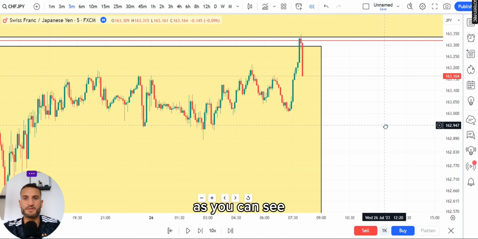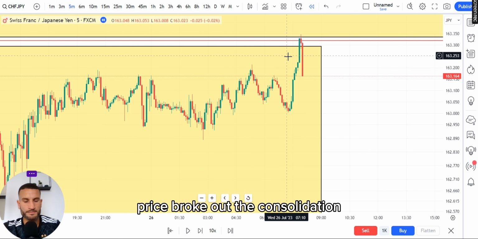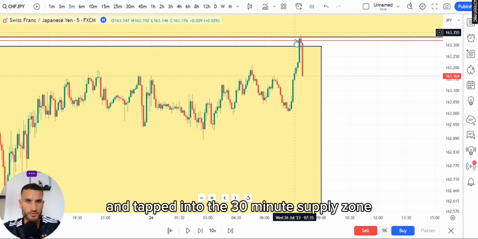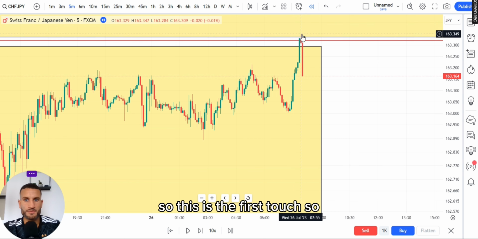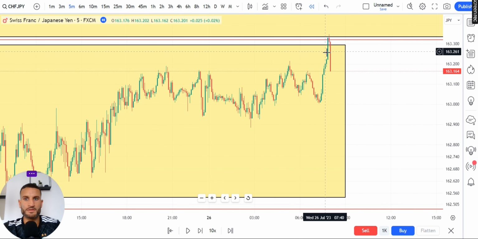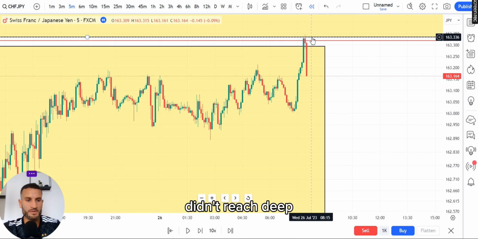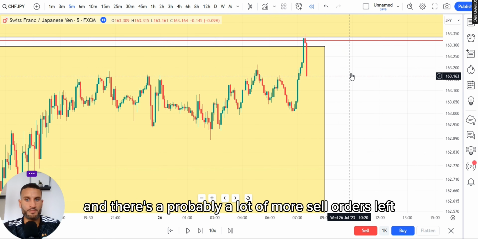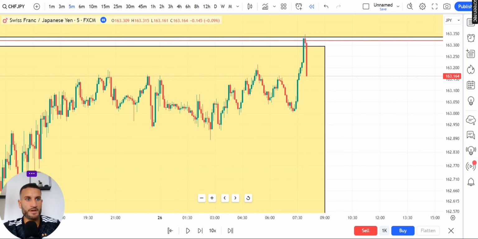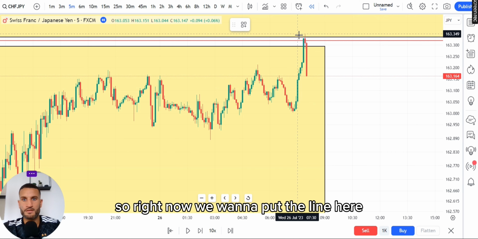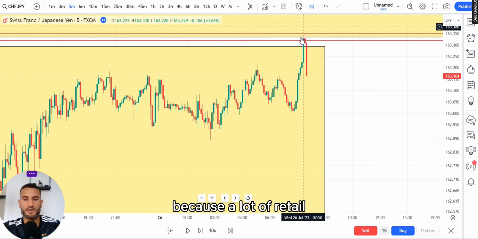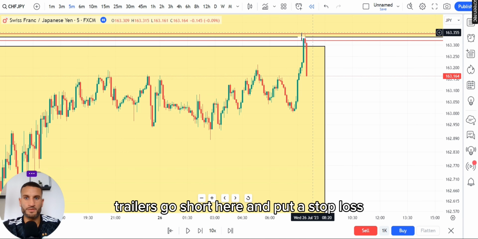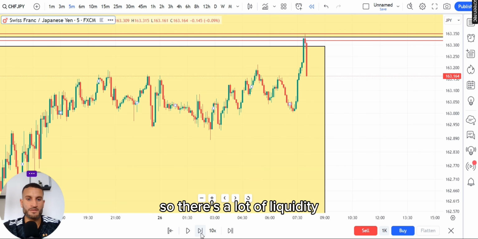Right now, as you can see, price broke out of the consolidation and tapped into the 30-minute supply zone. So this is the first touch. And you can see it didn't reach deep, so it's still early to sell, and there's probably a lot more sell orders left. So right now we want to put a line here, because a lot of retail traders go short here and put a stop loss, so there's a lot of liquidity. So let me move forward.